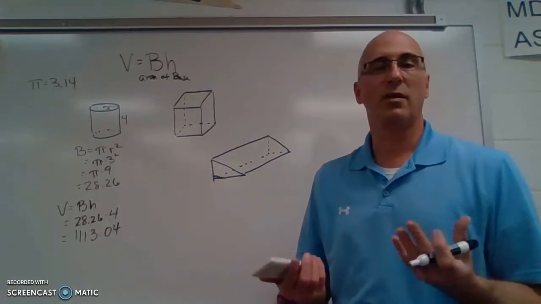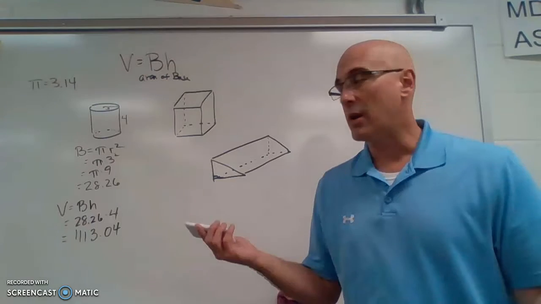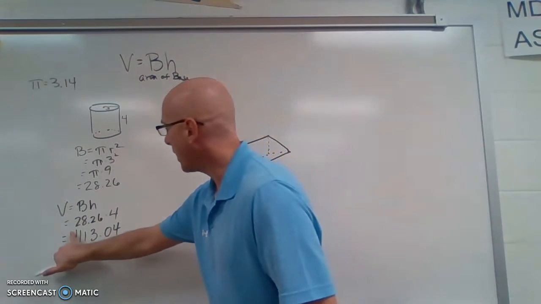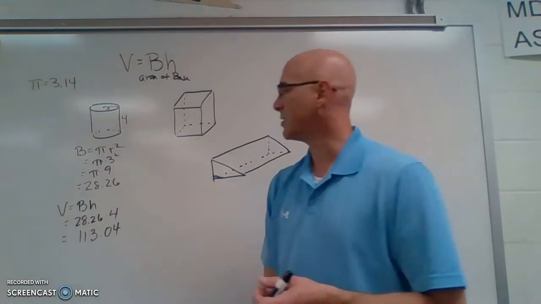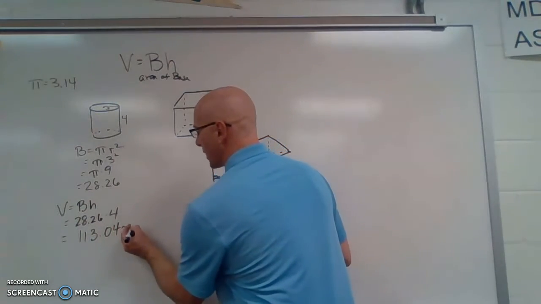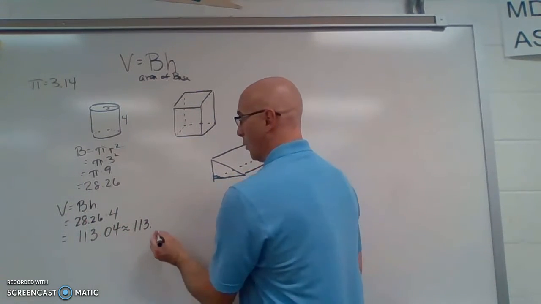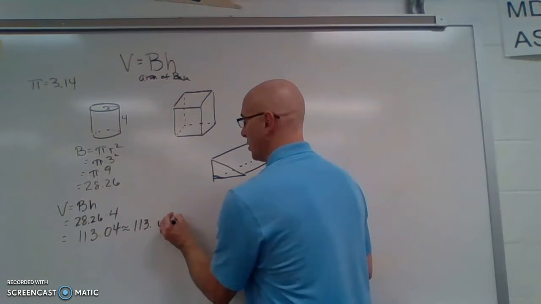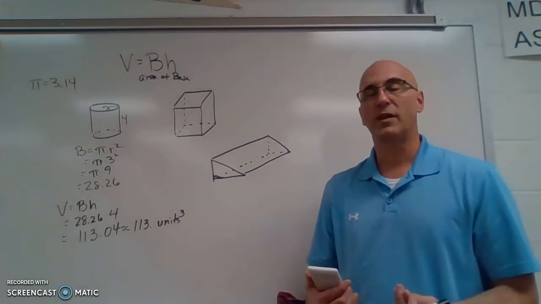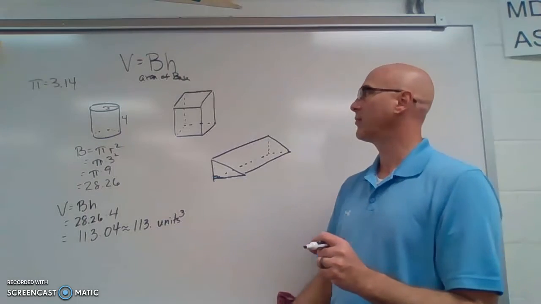We get 113.04. And then you have to look at your directions. What should we round that to? A lot of times in 8th grade, we look at this and we say that's to the nearest tenth. So we would say that that's approximately equal to 113.0. This would be units cubed. So it's a three-dimensional figure. We have cubic units. So how many cubes can fit into it?